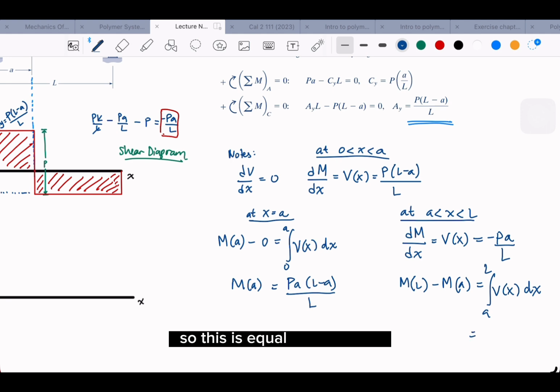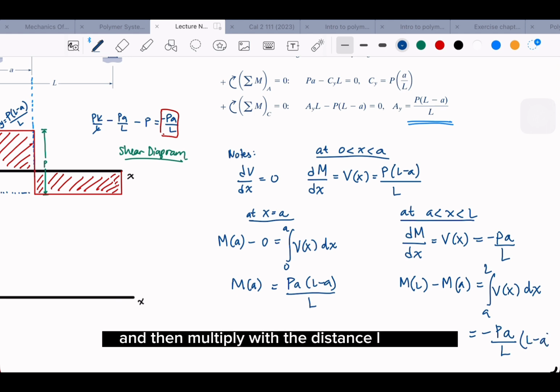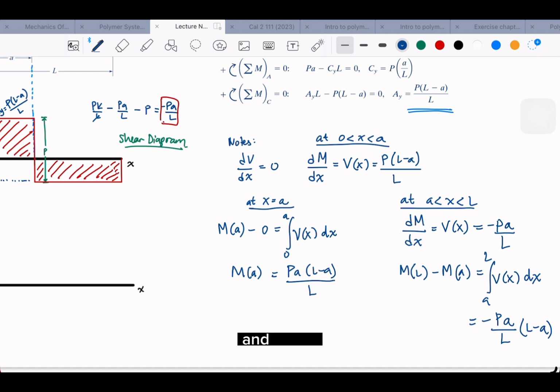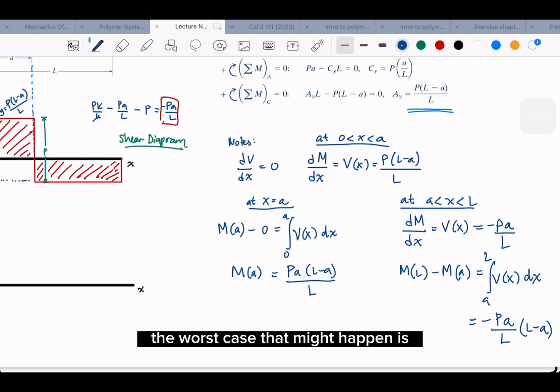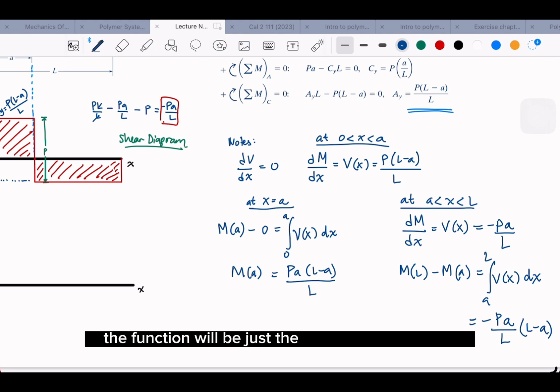So this is equal to negative PA over L, and then multiply with the distance L minus A. Okay, this is because it's just a linear equation, so it's not too complicated. And I think the worst case that might happen is the function will be just a parabola. So nothing more complicated than that. Okay.